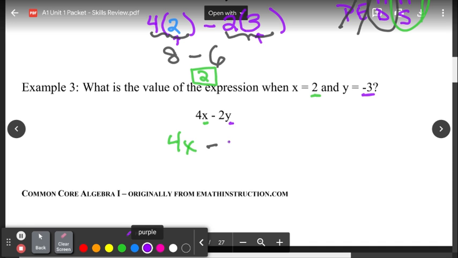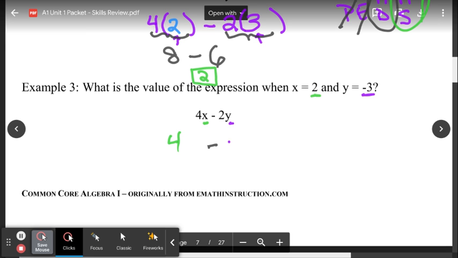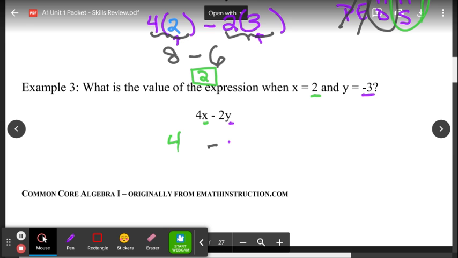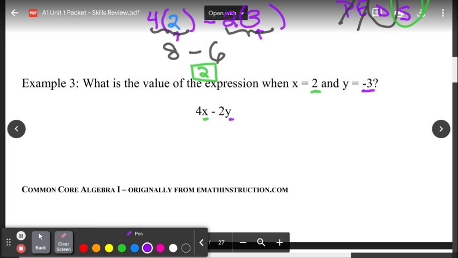Minus, oops, well that's not helpful. Let me just erase this. Whoops, hey, I want to start a webcam. Just when I thought I was going to get out of here without any silly mistakes.